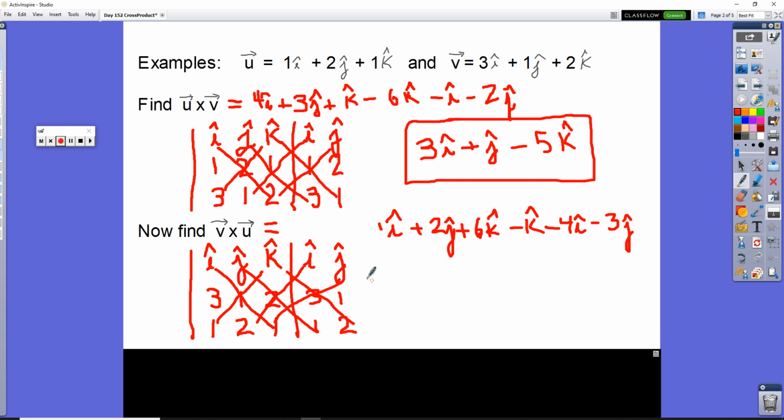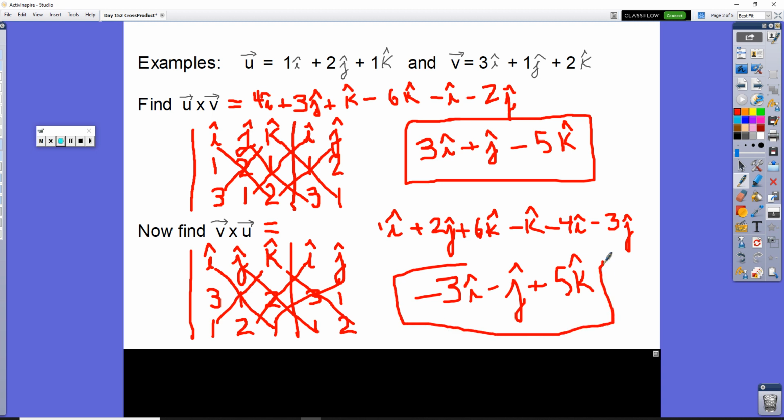Putting our like terms together here for this cross product, we have 1i minus 4 i's, which is going to be negative 3 i's. We have 2 j's minus 3 j's, which is going to be negative 1j. And last but not least, 6k's minus 1k makes positive 5k. So this represents the vector for doing the cross product in this order.